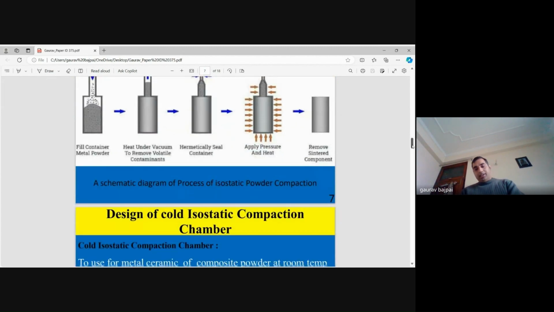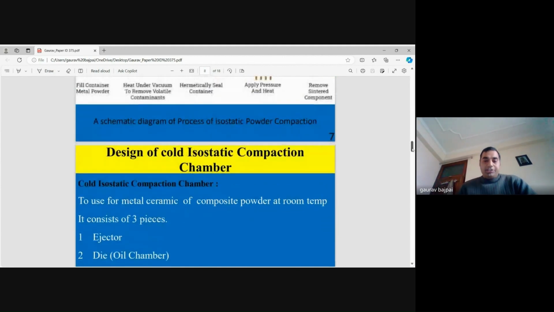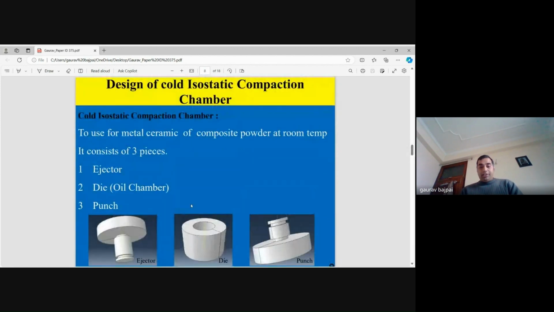So this is again, in the drawing, the design of the cold isostatic compaction chamber, in a paper I have already published. These are the three types of pieces in the cold isostatic compaction chamber: ejector, die, and punch.